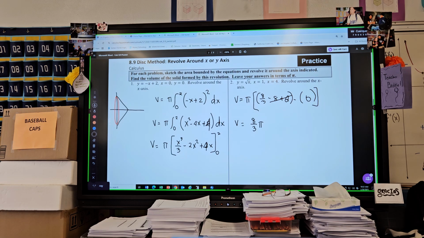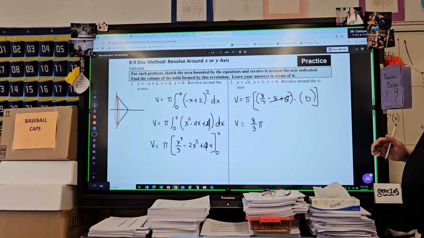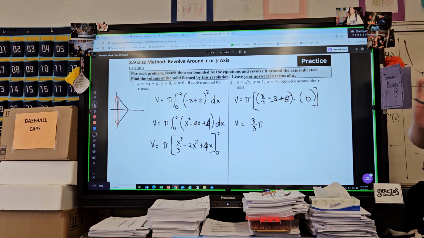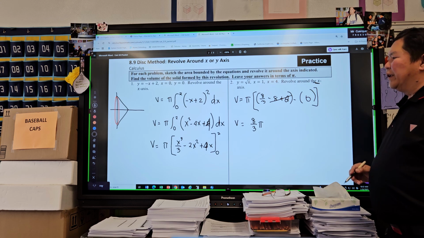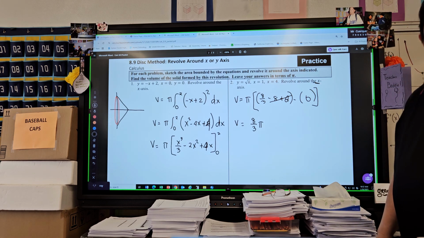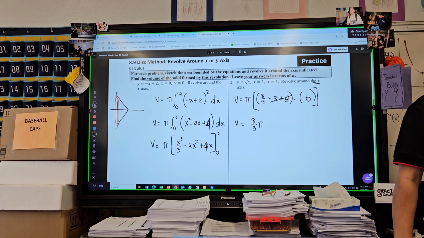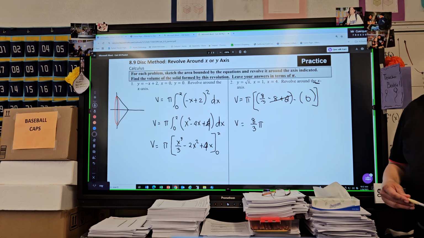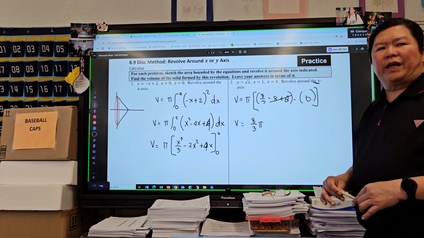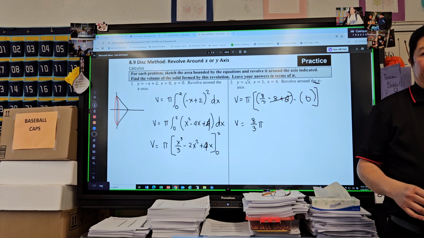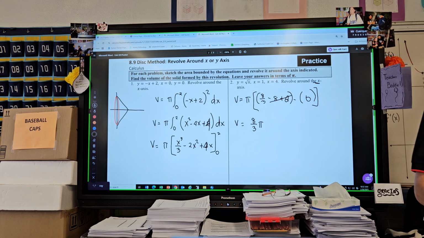How much time is left? 5 minutes. Okay, now for number 2, guys, can you do it by yourself? This is being revolved around the x-axis. And then tomorrow we're gonna discuss topic 8.10. By Tuesday, we're gonna finish the entire chapter.